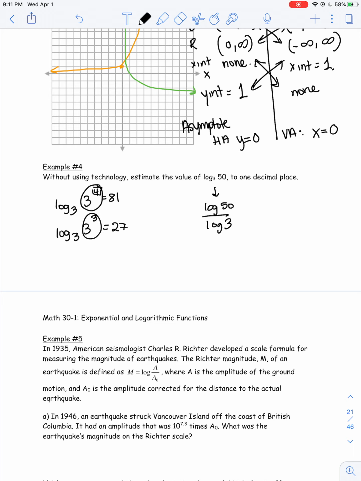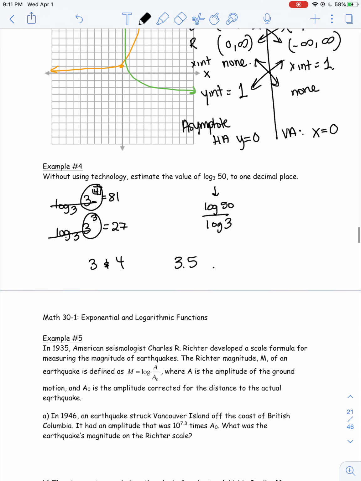And what we're saying is that we know that our answer is going to be between 3 and 4. Because if we can get the same bases, then they cross each other off, and we know that the answer is going to be between 3 and 4. It's kind of halfway, so if I were to guess, I'd say that the answer is either 3.5 or 3.6.